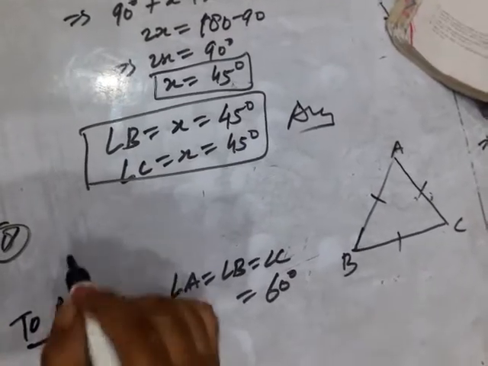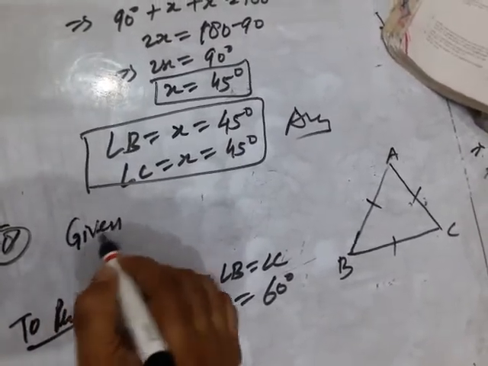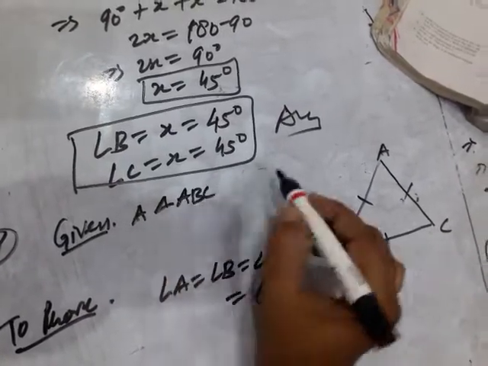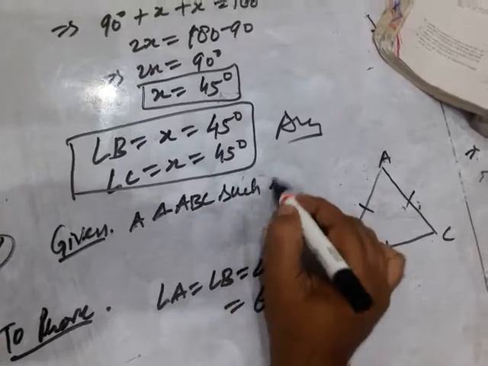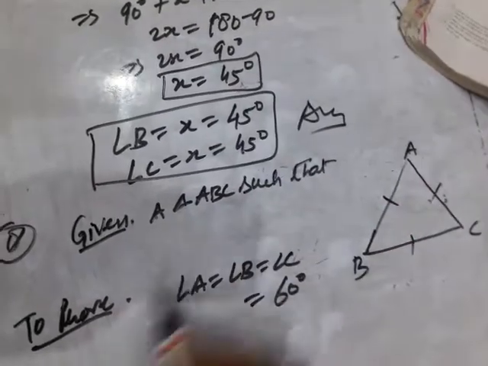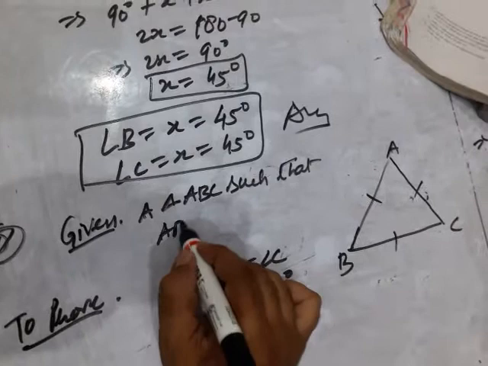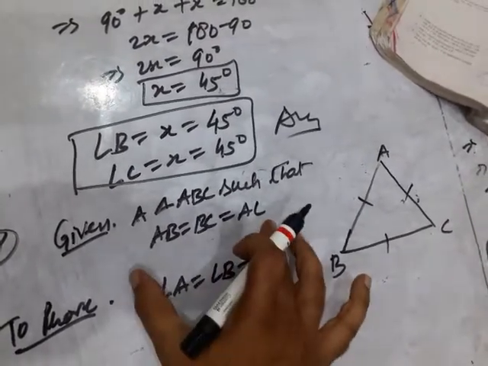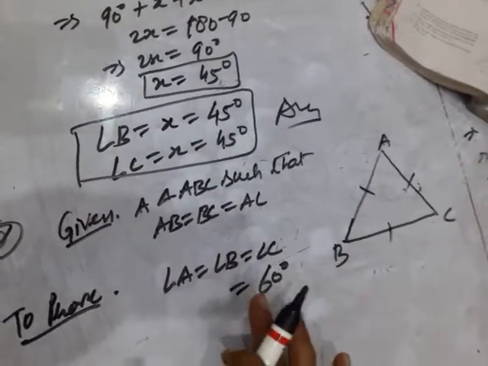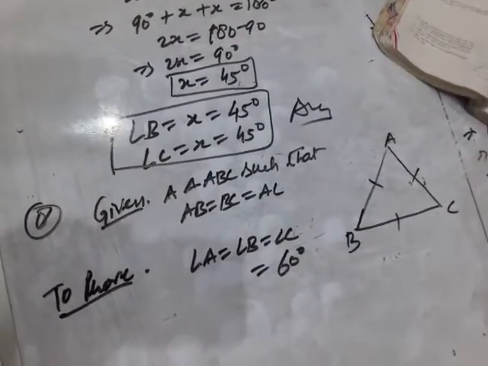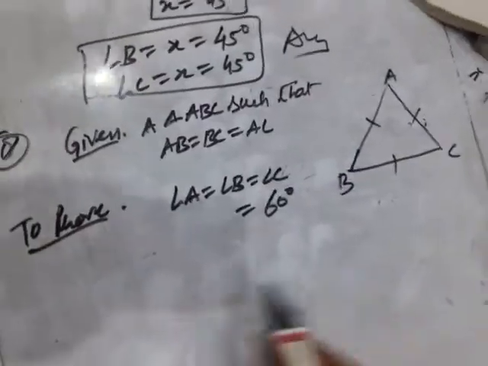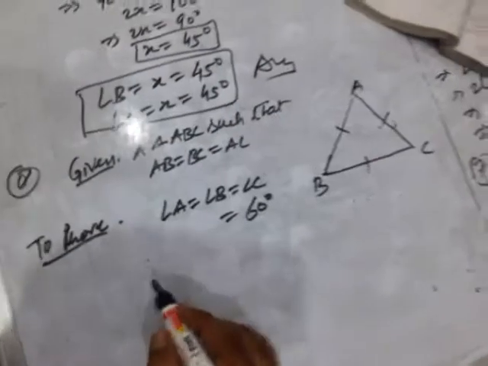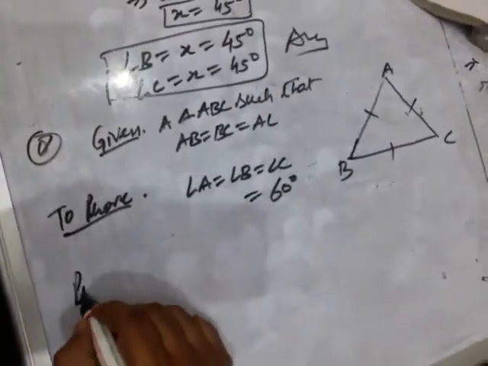Clear? See, now what is given? Given a triangle ABC such that AB equal to BC and BC equal to AC. All the three sides are of equal length. We have to prove that the measure of all the three angles is equal to 60 degree. Now children, let us start proving.